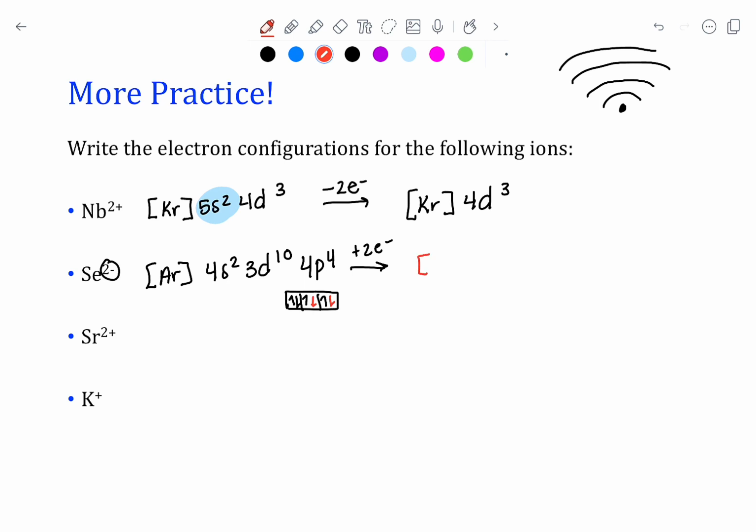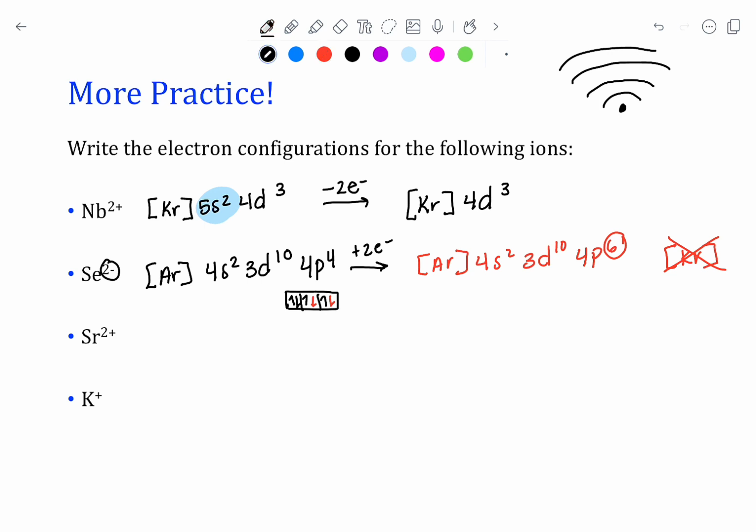So we're left with argon 4s2, 3d10, 4p6. Okay, and what we don't want to do is just write it as krypton. We can't do that. An electron configuration can't just be an element. It can't just be a noble gas. So it would be argon 4s2, 3d10, 4p6 to show that those 2 electrons went into the p orbital. Again, they're being added to the highest n state, or highest n orbital.